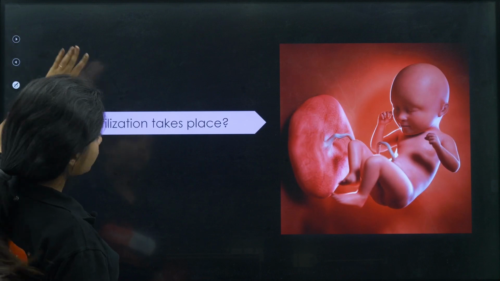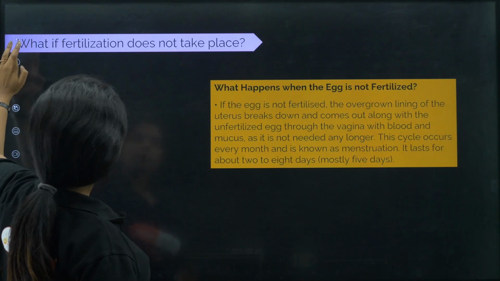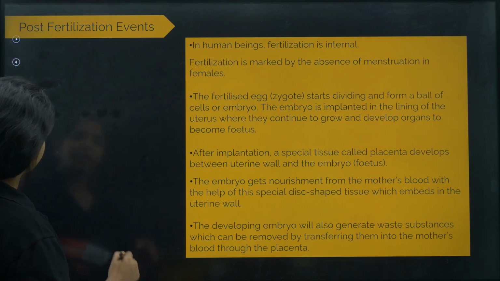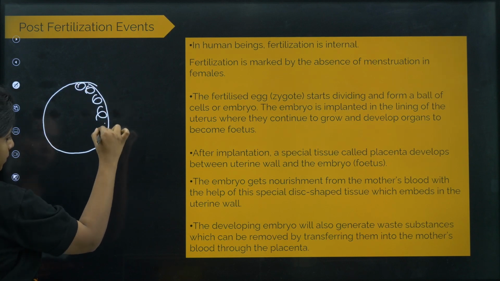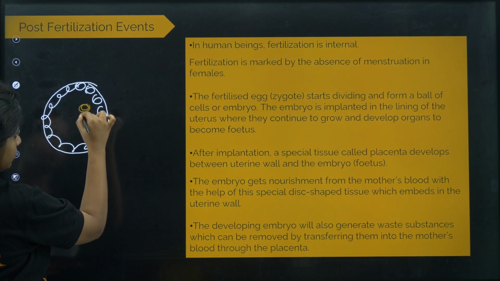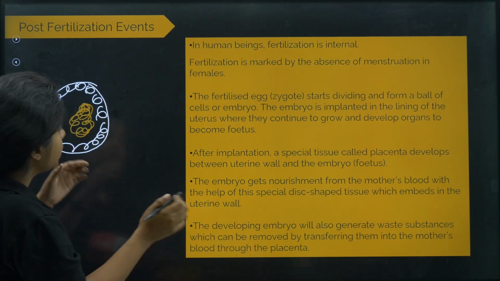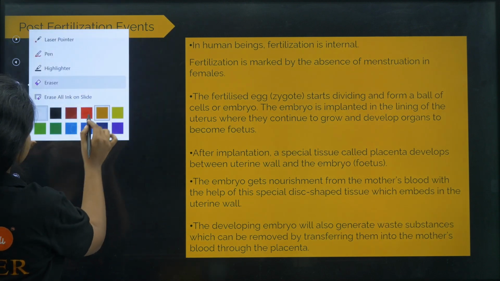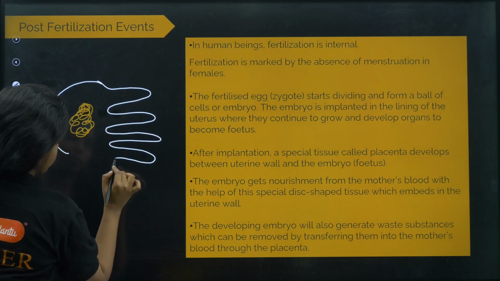What if fertilization takes place? I told you, if fertilization takes place, my dear children, I have not shown that. So basically what happens is that, suppose this is the embryo. The embryo has an outer layer and an inner layer. The outer layer that you see over here, it is going to make finger-like projections, my dear children. It is now going to make finger-like projections into the wall of the endometrium.